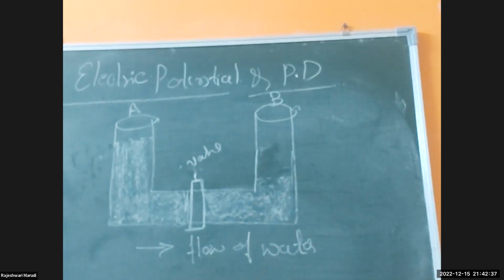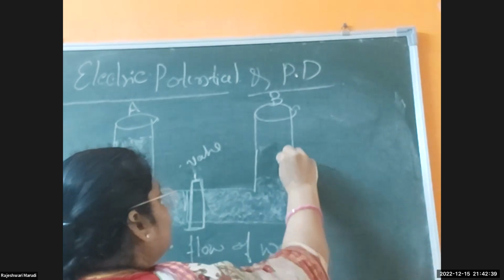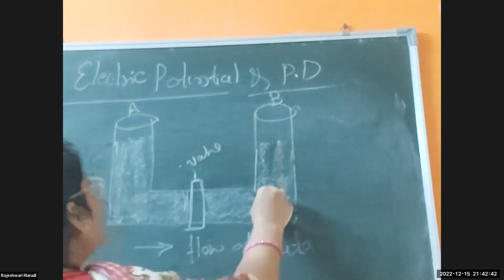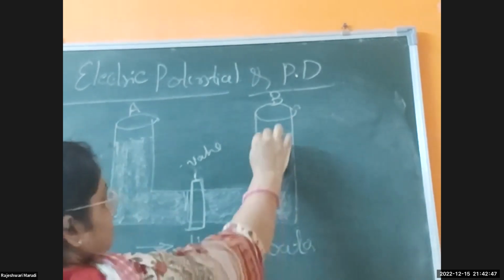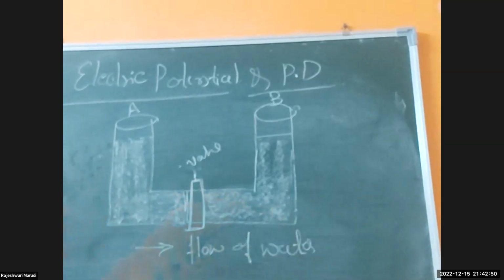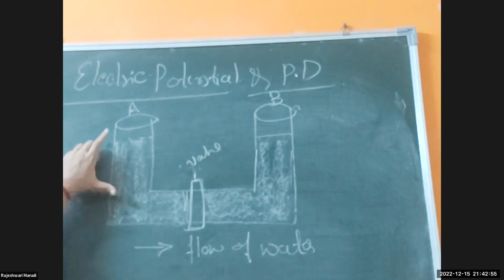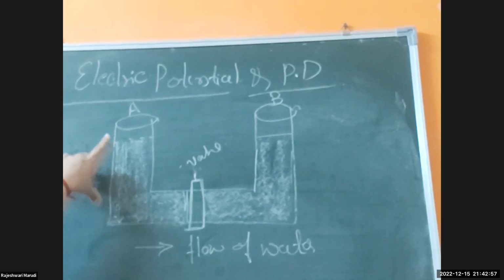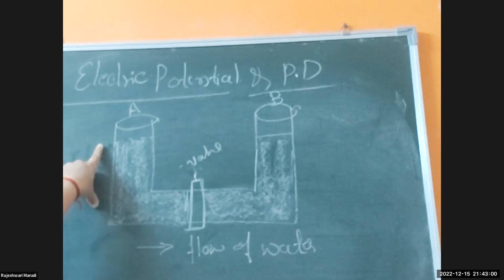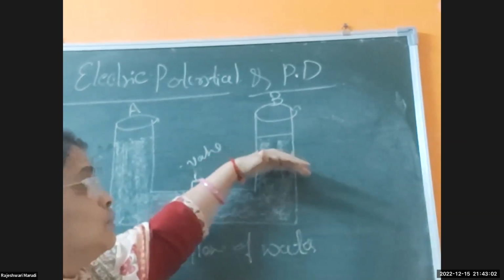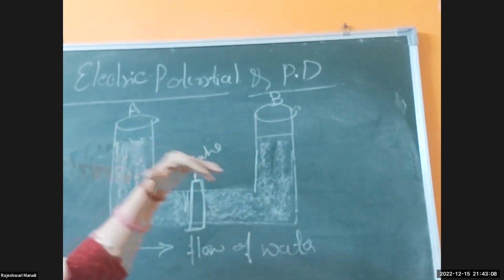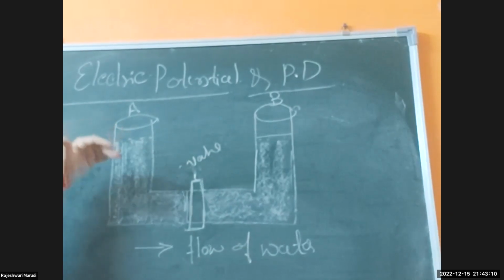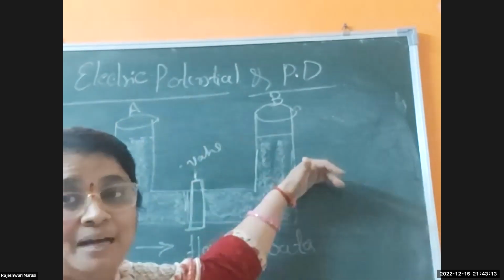Up to what extent will it flow now? In the arm B, it will flow until the water level in both the arms is equal. Right? So what happens here? The water in arm A is higher compared to the water in arm B. So there is a pressure difference in both the arms. The pressure exerted by arm A is greater than the pressure exerted by arm B.